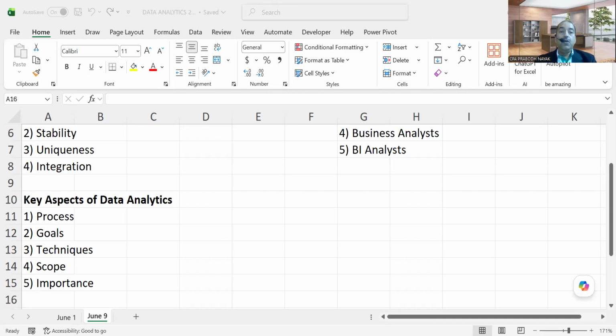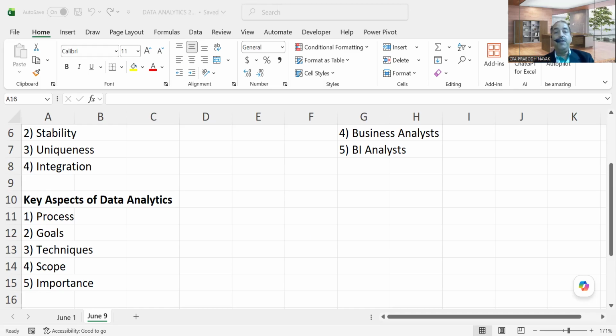And finally, what is the importance of data analytics? It extracts value from raw data, helps to understand customer behavior, optimize the business operations, detect frauds and errors, and promote innovation. This is the importance of data analytics. Okay, so you have got the main aspects of data analytics.